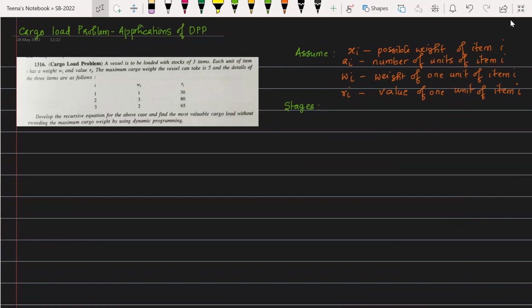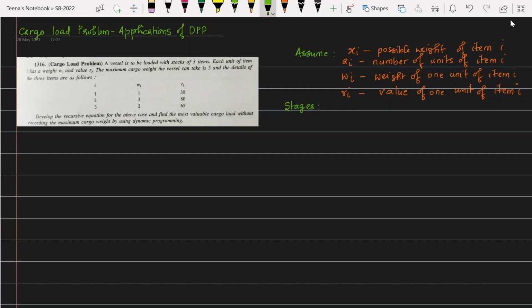Now let us discuss an application of dynamic programming problem. It is called the cargo load problem. There are other applications as well, namely product allocation problems, long-term planning problems, then equipment replacement problem, etc. So we are discussing one among those applications. This is called a cargo load problem.